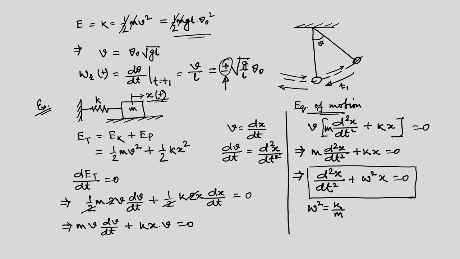Now, what we have done in this case, we just consider the total energy and then we differentiate that with respect to time, and because the total energy is constant, obviously, that provides us the necessary condition that we need to satisfy. In this case, this is the equation we need to solve to study the dynamic equilibrium of the body.